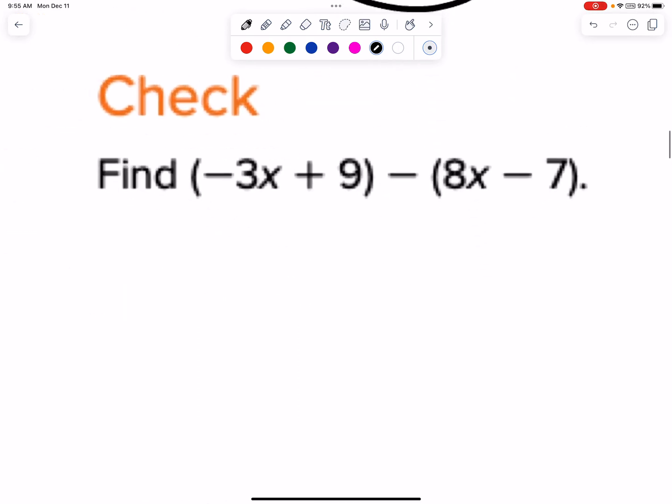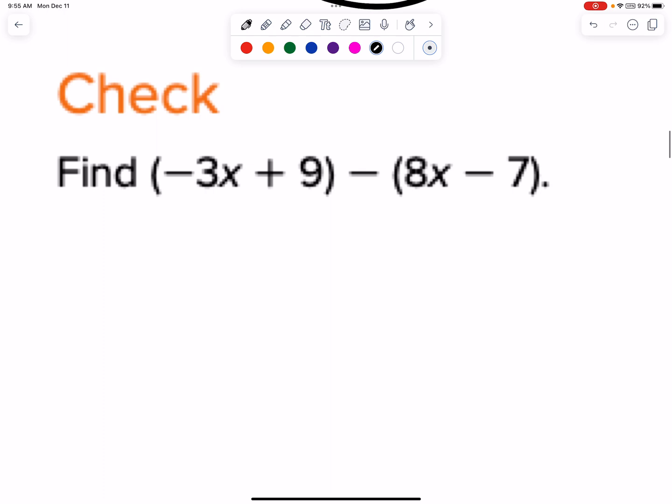Okay, all right, let's go ahead and check. I'm going to KFC inside of my parentheses first. Then we'll do the additive inverse. So I'm going to change that to addition, and I'm going to distribute the negative out. Negative times negative turns that to a positive.